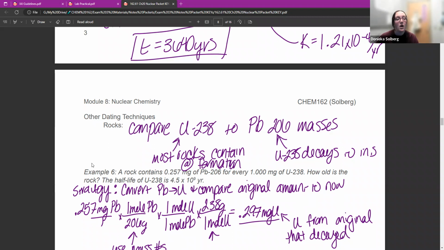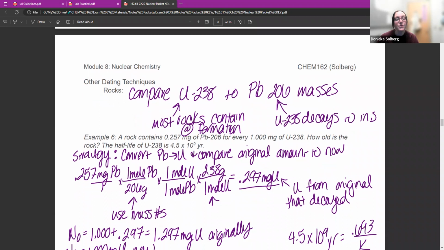Okay. So if I have a rock and it has 0.257 milligrams of lead-206 for every 1 milligram of U-238 in the sample, so percentage-wise, it's like 25.7% lead instead of uranium. Okay, how old is this rock? And I give you the half-life of uranium is 4.5 times 10 to the 9th years. So uranium's half-life is crazy long, which means we can date things that are a lot older than what we could with carbon dating.